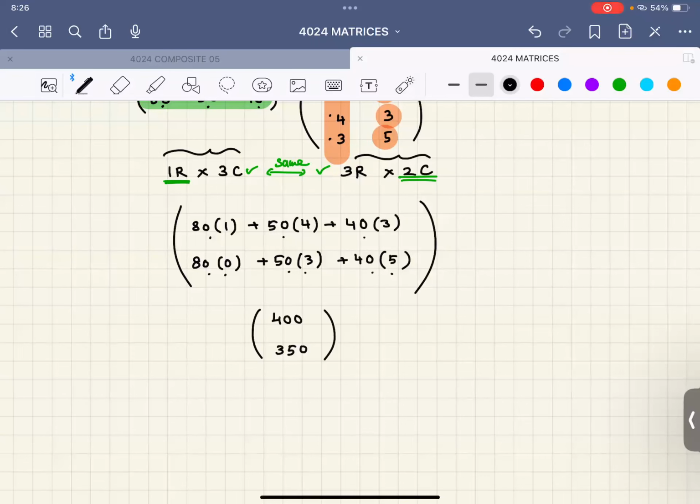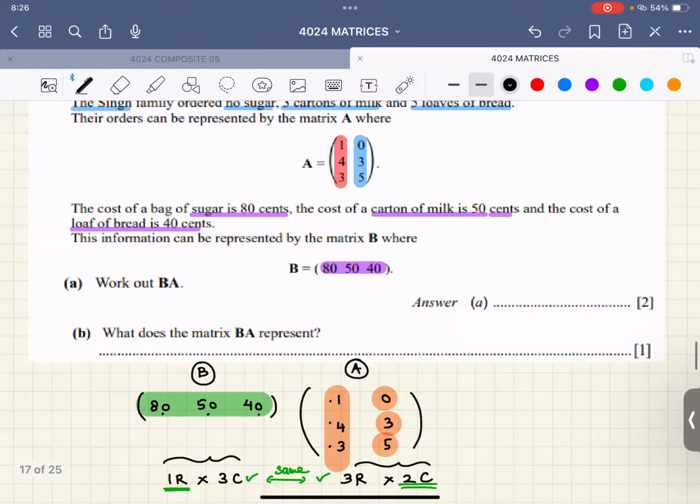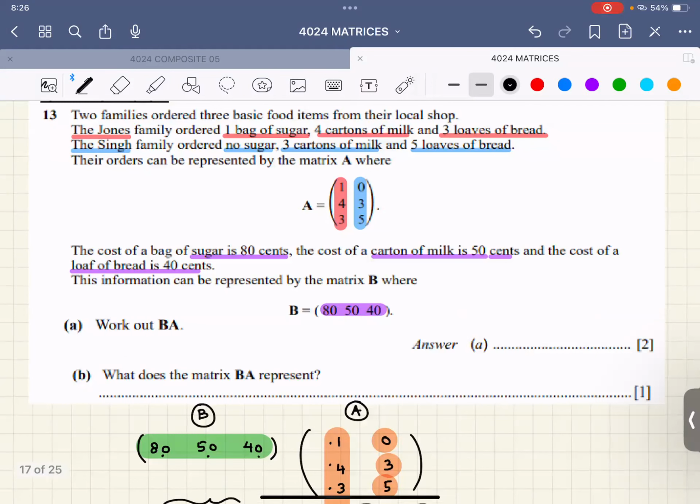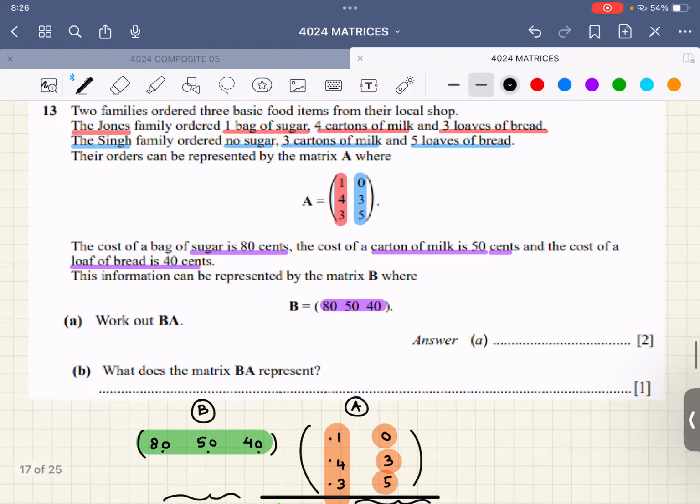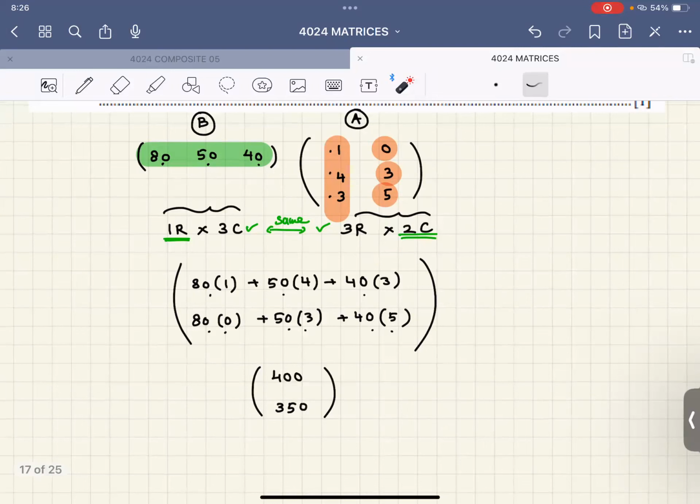What do you think it will represent? We are dealing with 2 families, right? And basically, what is happening is that this is the cost, and this is the requirement of one family.